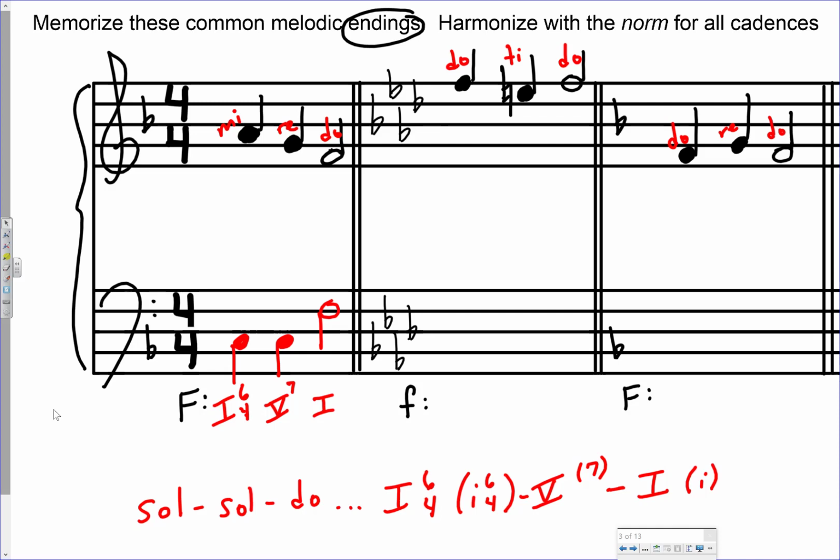Okay, let's look at the second measure, this melodic ending. We're in a minor key. This is F minor. We have a raised leading tone. The soprano is singing do, ti, do. I have memorized that when I see do, ti, do in the soprano, I can use sol, sol, do, make it a half note, in the bass.